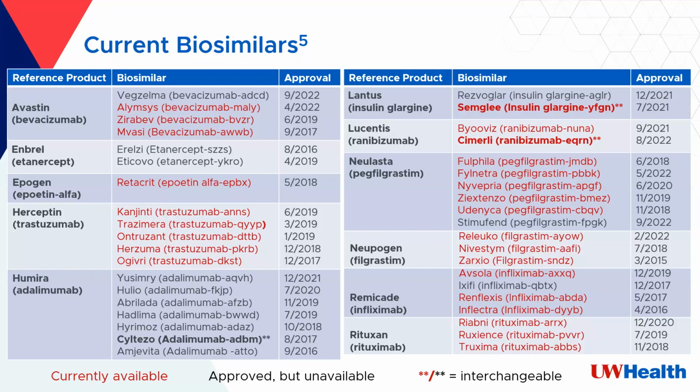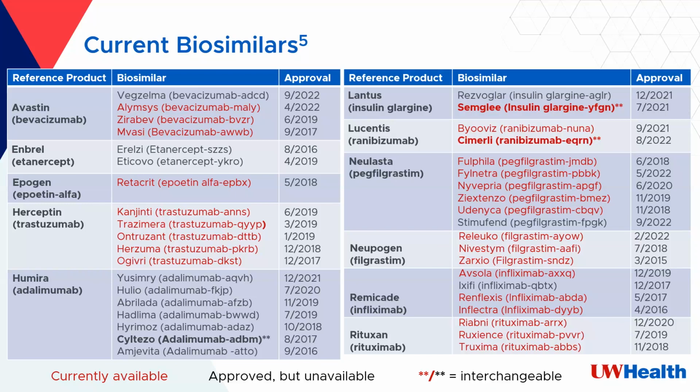Additionally, I starred and bolded the ones that have achieved the interchangeable product status. There's only 3 of them, and only 2 of them are currently available to purchase. That's the Semglee, which is an insulin glargine biosimilar, and the Cimerli, which is a Lucentis biosimilar.